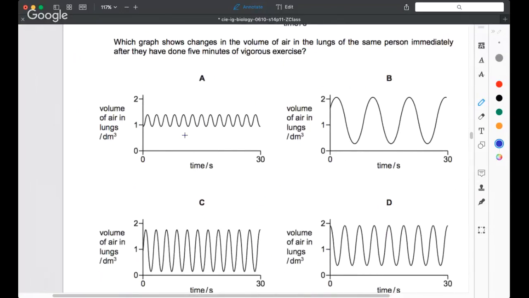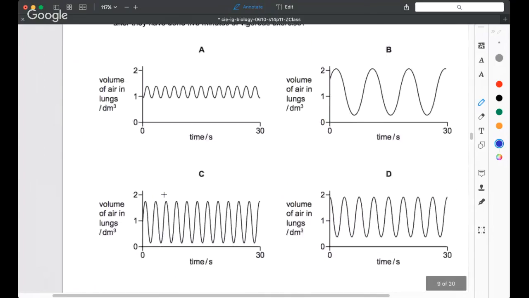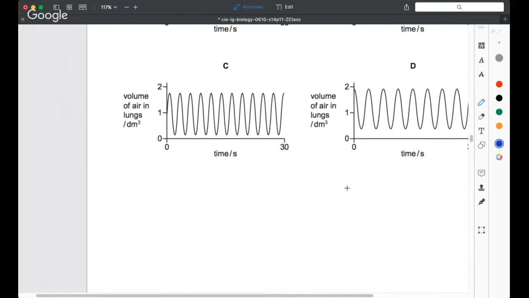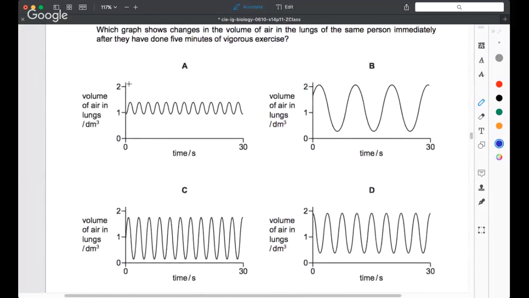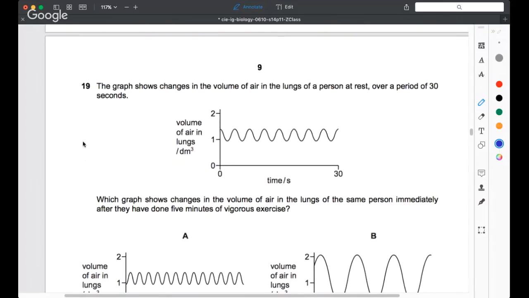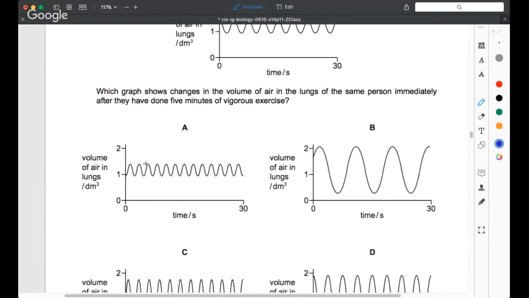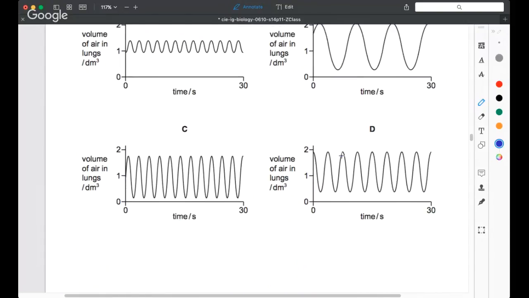After vigorous exercise, remember that both the frequency and the depth of breathing increase, so the volume of each breath increases. So the increased blood flow through the lungs can all be oxygenated. If we look at A, the frequency is increased, but the depth of breathing, the volume in each breath, is not increased. That's not right. If we look at B, the depth of breathing is increased, but the frequency is actually decreased, so you wouldn't be getting very much more oxygen to the blood.